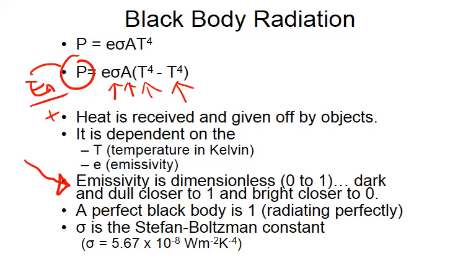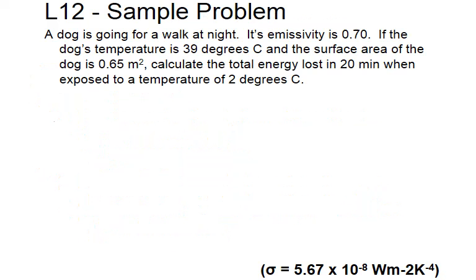And so in this first example that we're going to look at, with the dog walking at night, the emissivity is 0.7, and the dog's temperature is 39 degrees Celsius. In this case, we're going to figure out first what's the power output of this dog. And then we can figure out the total amount of energy lost in 20 minutes.